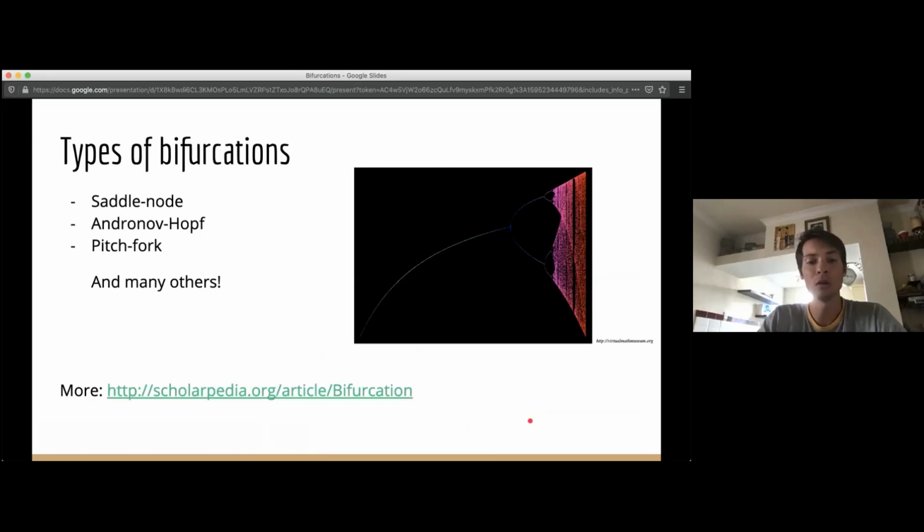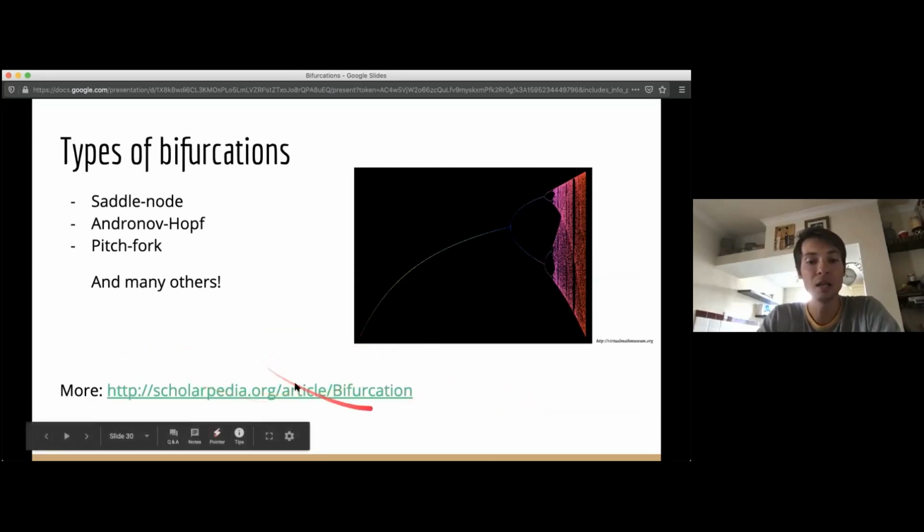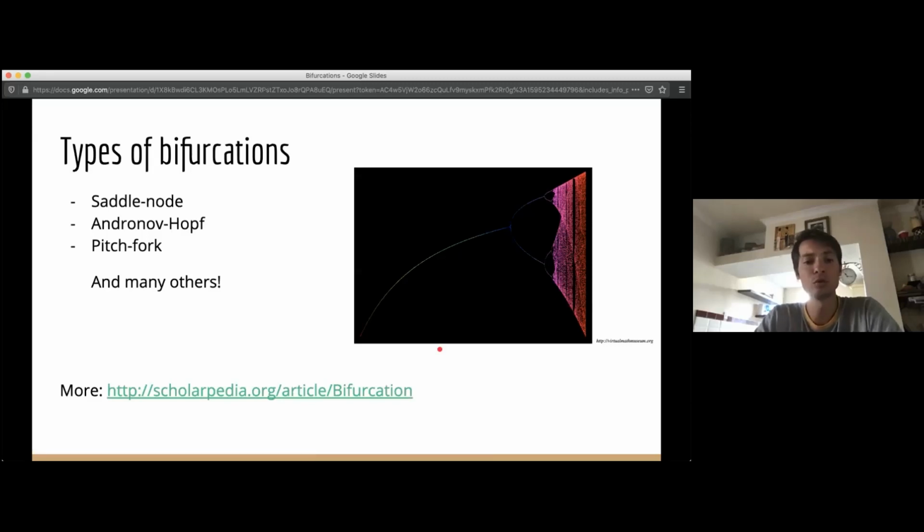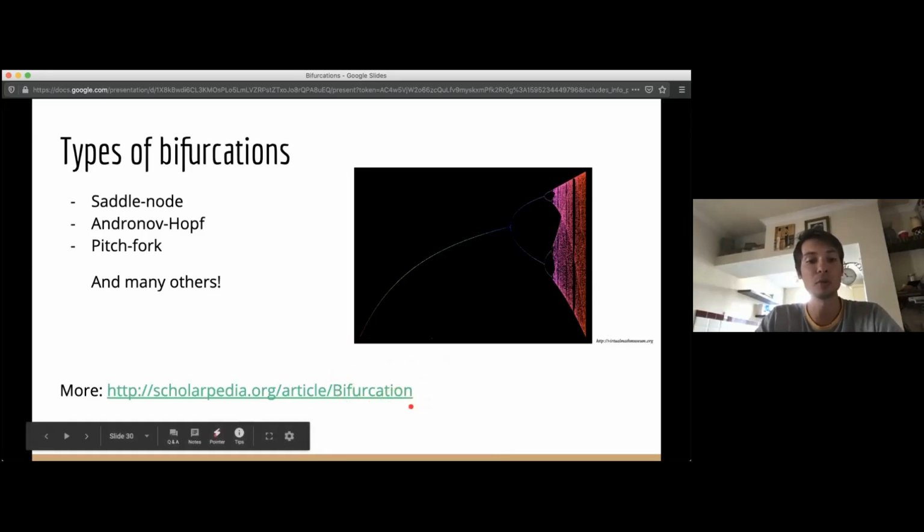For the whole coverage, I refer you to this Scholarpedia article. For those of you who don't know, Scholarpedia is something like Wikipedia, but articles are written or edited by experts in their fields. So this article is quite comprehensive and hopefully will help you to understand even better and learn more about other different types of bifurcations.